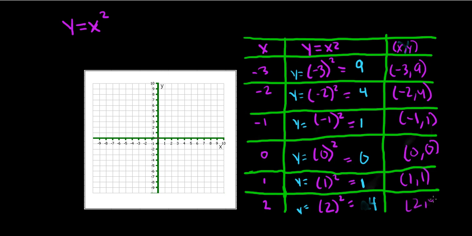We can now graph these coordinates on the graph. So let's start with the -3, 9. Go 3 units to the left from the origin, and then 9 units up. Then we're going to do -2, 4, which is 2 units left of the origin, and then 4 units up. Then you want to do -1, 1, which is 1 unit left and 1 unit up. Then 0, 0 is going to be on the origin. 1, 1 is going to be 1 unit right, 1 unit up. 2, 4 is going to be 2 units to the right and 4 units up. We can now connect all of these dots with a nice curve.